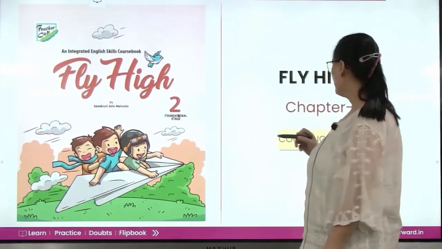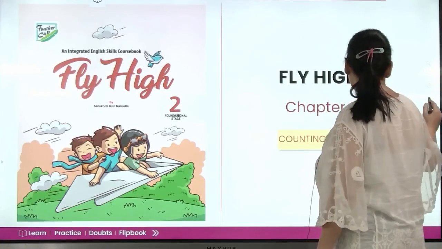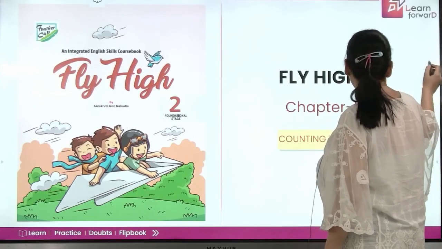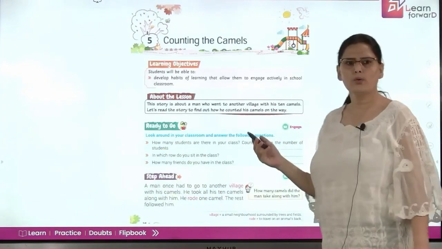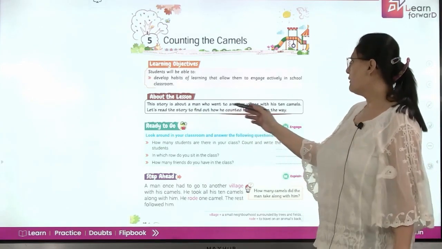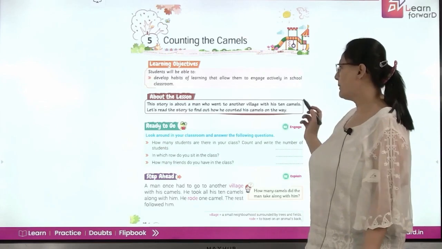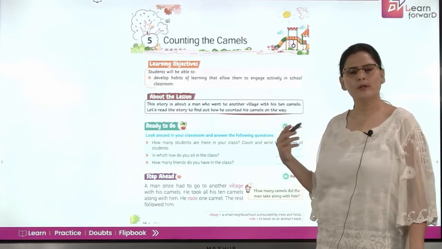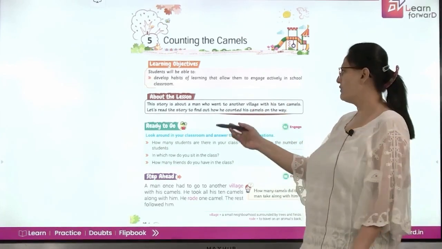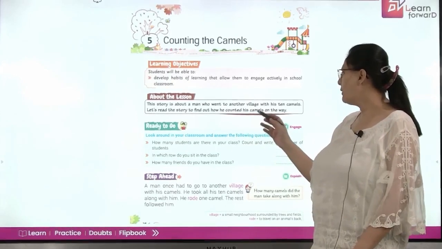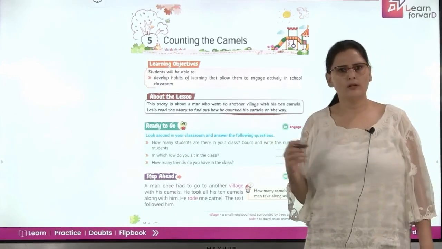Now today we'll be doing chapter 5 that says counting the camels. So again it's a story about the camel. This is a story about a man who went to another village with his 10 camels. Let's read the story to find out how he counted his camels on the way.